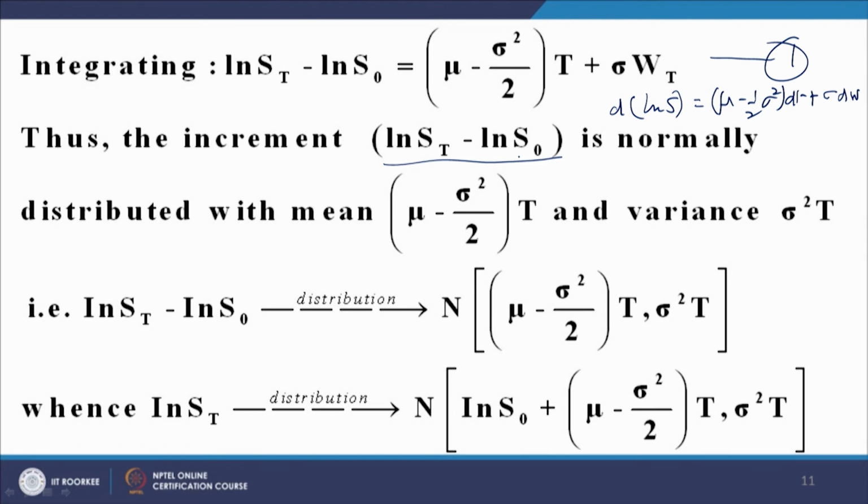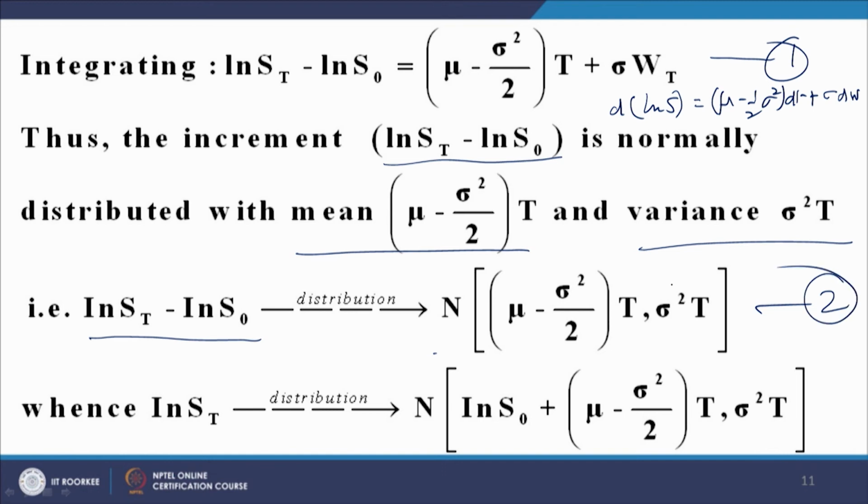Let me repeat, this is very important, that the increment log of S capital T minus log of S naught is normally distributed with a mean which is equal to mu minus sigma square upon 2 into t and a variance equal to sigma square t. This is what we have here. Mean is this expression and variance is this expression. Therefore, I can write log of S t minus log of S 0 in this form. Let me call it equation number 2. Normally distributed with a mean mu minus sigma square upon 2 into t and a variance equal to sigma square into t.